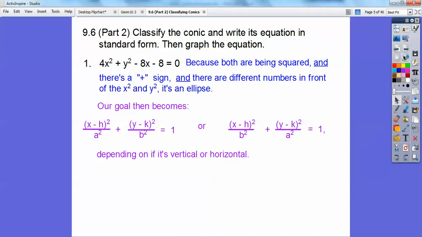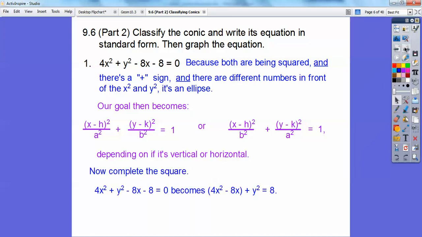Now what we're going to do is complete the square. We're going back to our Algebra 1 class and the beginning of our Algebra 2 class on completing the square. I added 8 to both sides, and then I grouped the x's together, the x squared and the 8x, and put just the y's separately. There's no minus 2y or plus 5y, so I don't have to complete the square with the y's. I have to complete the square with the x's.